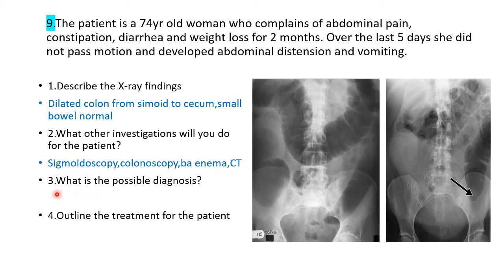What is the possible diagnosis in this patient? Carcinoma rectosigmoid with acute intestinal obstruction. Outline the treatment for the patient. The patient is put on a drip and suction with a nasogastric tube. Antibiotics are administered. Electrolytes are corrected, and the patient is planned for sigmoid colectomy. Okay.